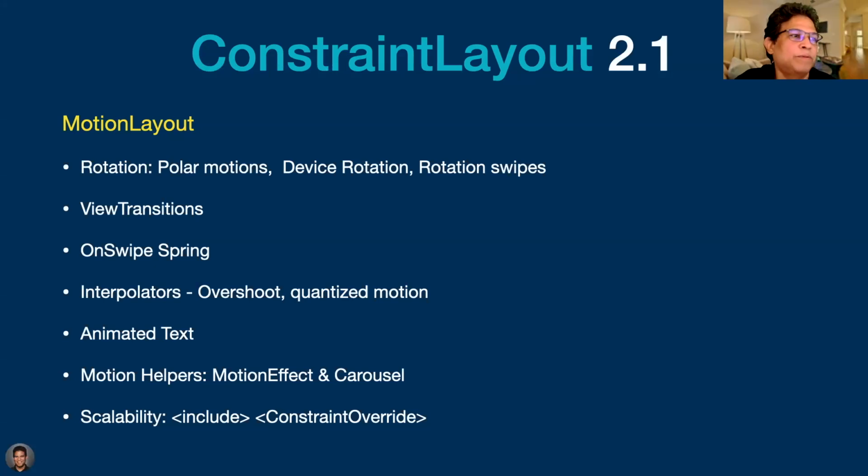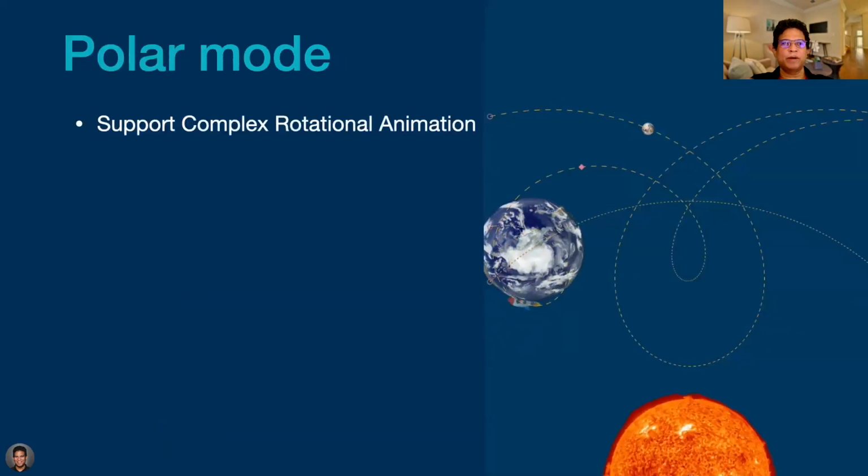So ConstraintLayout 2.1, I'll go over a little bit more of 2.1's MotionLayout features, because they are actually significantly large, and also they kind of relate to Compose in the long run. So we had a lot of features: rotation support, view transforms, onSwipe springs, interpolators, animated text, motion helpers, and a few APIs to help with scalability. And I'll go through a few of them here.